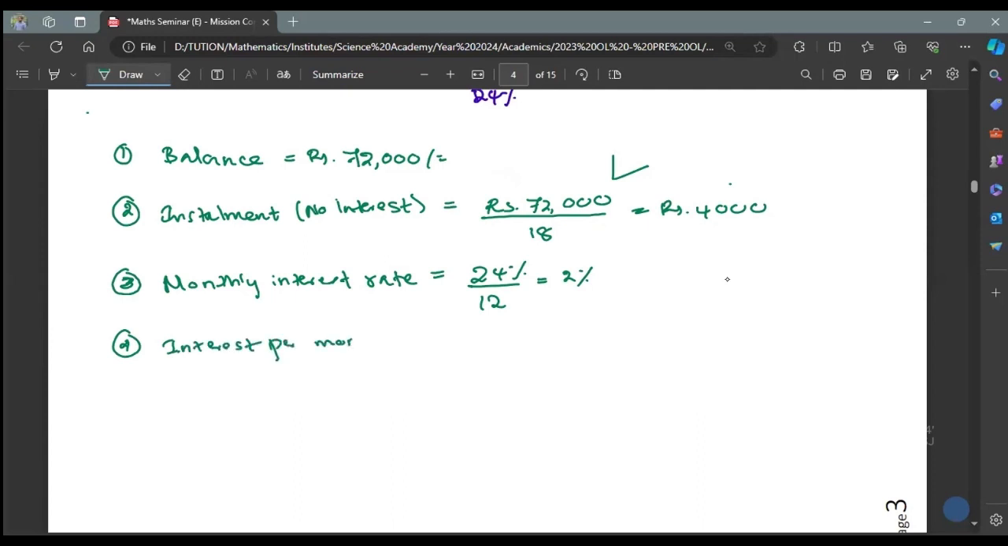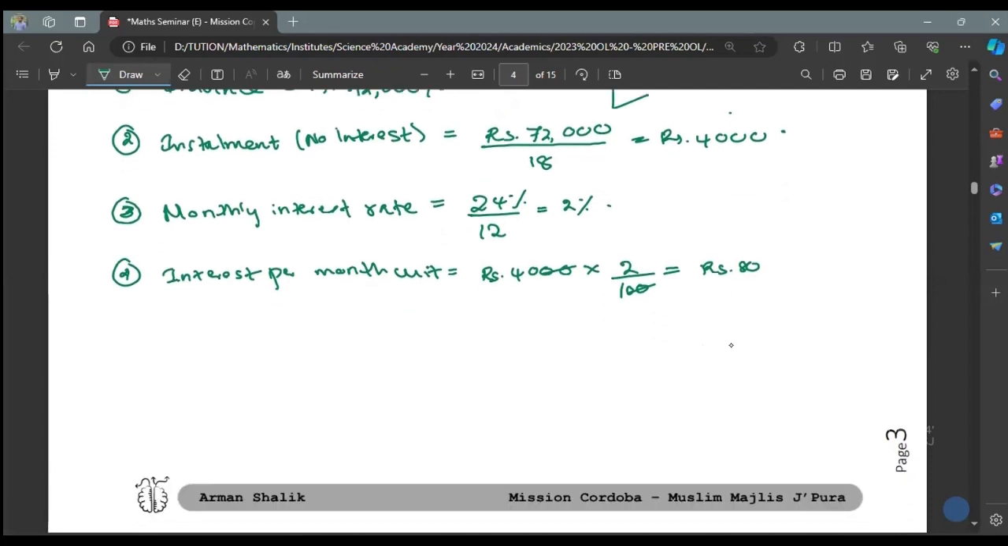Now I'm going to calculate the interest per month unit. Listen carefully. In order to calculate this one, you're going to use the second step answer and third step answer. Interest-free monthly installment, or the installment without the interest, multiplied by the monthly interest rate 2%. So this one will give you, these two zeros I can cancel with these two zeros, 80 rupees. So this is the interest per month unit.